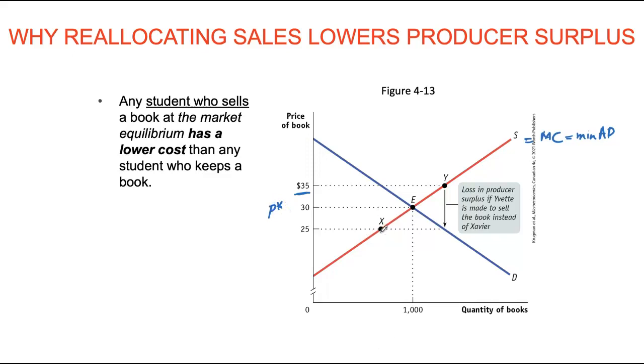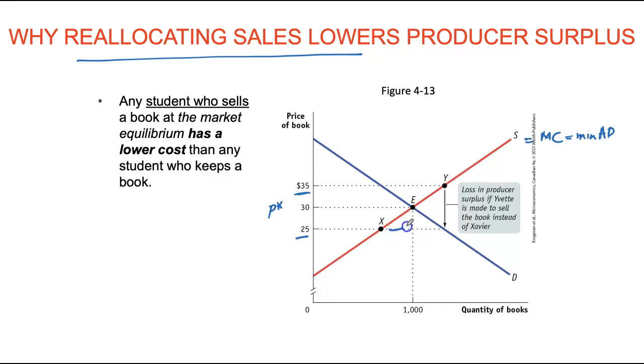Whereas Xavier is definitely willing to sell the good at the market price of 30 because his cost is only $25. So if we let the market be, Xavier would be one of the sellers willing to sell the good at a price of 30 and make a net gain of $5, and Yvette would simply not be part of the market outcome. Now let's reallocate the sale from a low-cost seller to a high-cost seller.